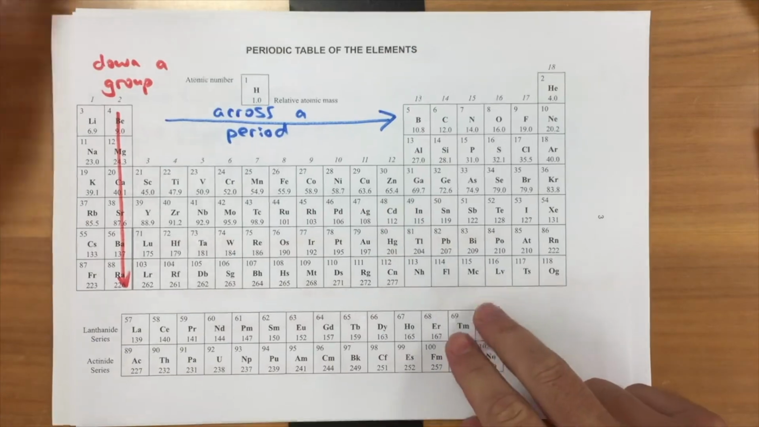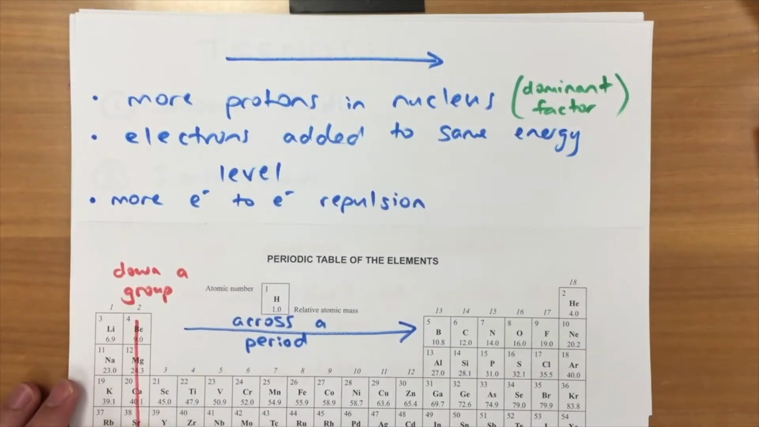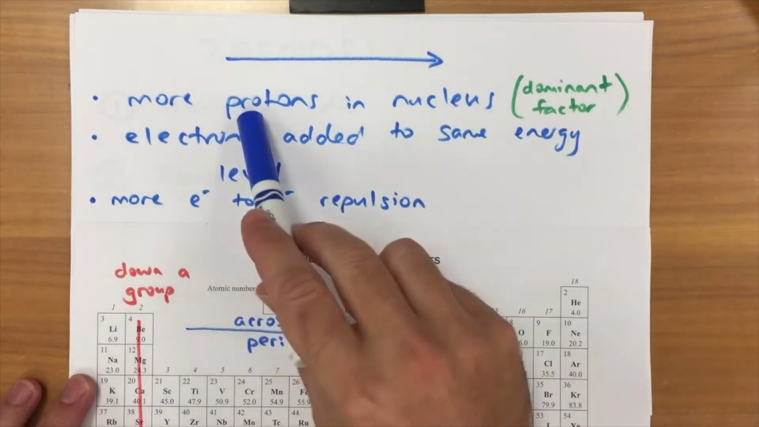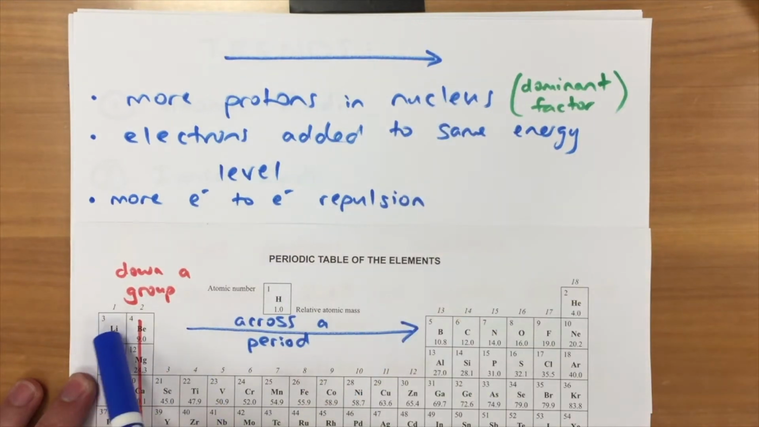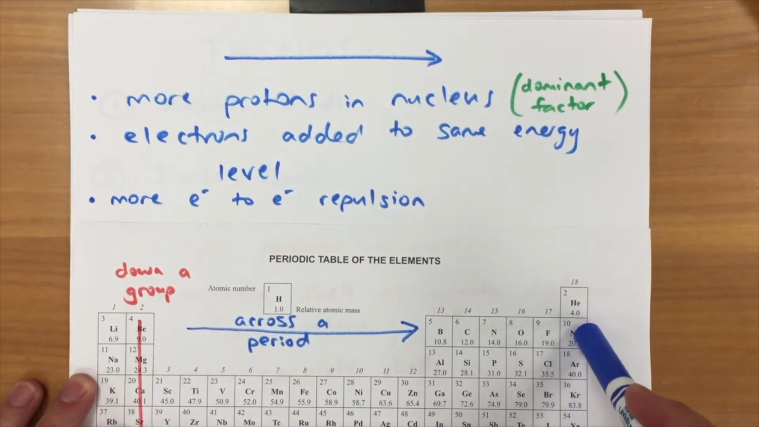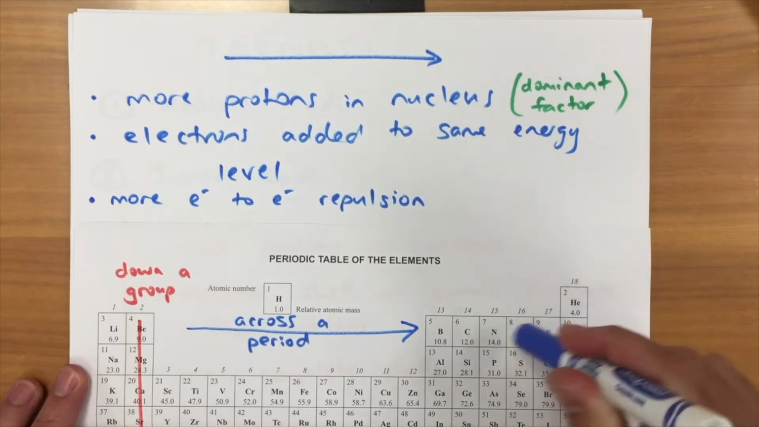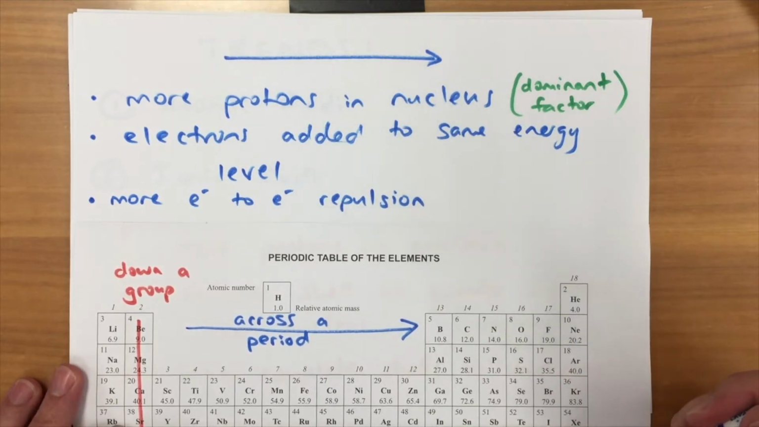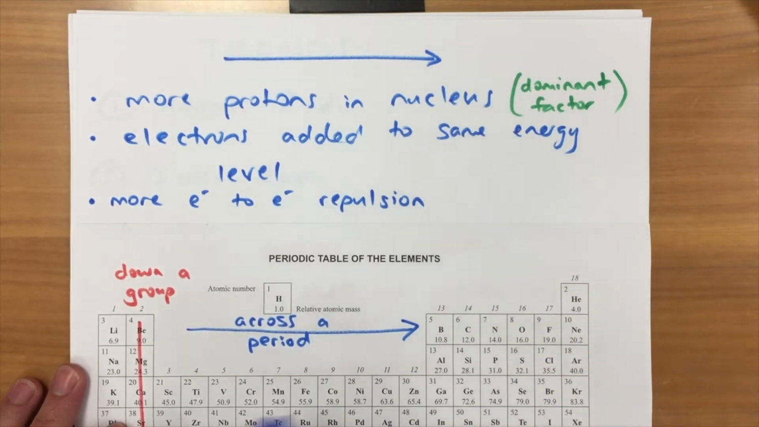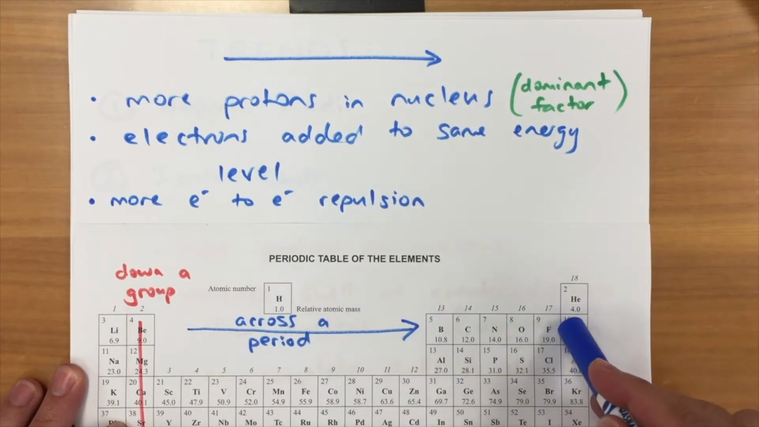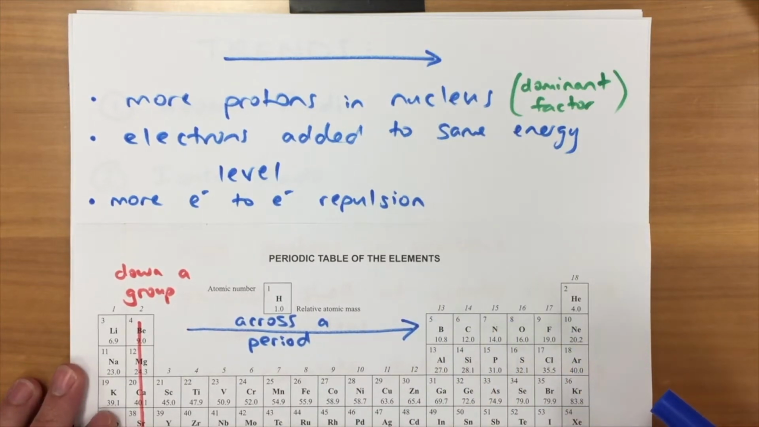But as I had written there before, the dominant factor is that there are more protons in the nucleus. So as we go left to right, we are getting more protons in the nucleus. Therefore, we are getting a greater attraction to the valence shell. Okay, so left to right, greater attraction to the valence shell from the nucleus.